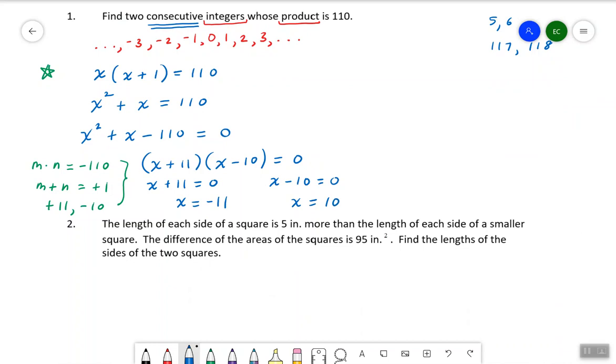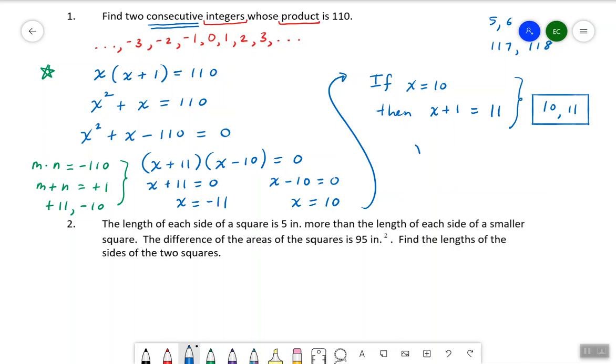Okay, now remember, negative 11 and positive 10 are not consecutive integers. What this tells us is that we have two possible solutions. If x is 10, then the other integer that goes with it is x plus 1, 10 plus 1, which is 11. So we've got 10 and 11 as a solution.